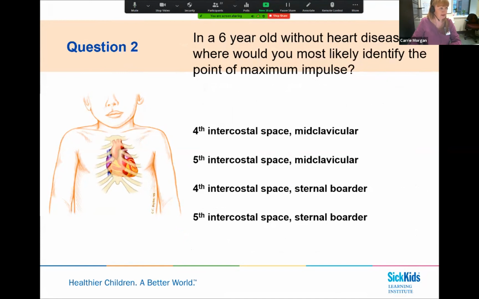Okay. The next question is, in a 6-year-old without heart disease, where would you most likely identify the point of maximum impulse? Is it the 4th intercostal space midclavicular, the 5th intercostal space midclavicular, the 4th intercostal space along the sternal border, or the 5th intercostal space along the sternal border?